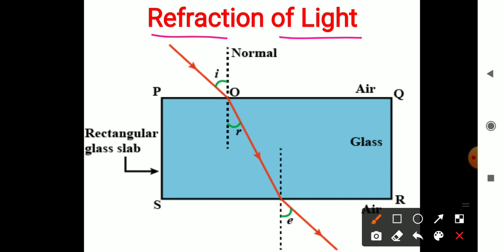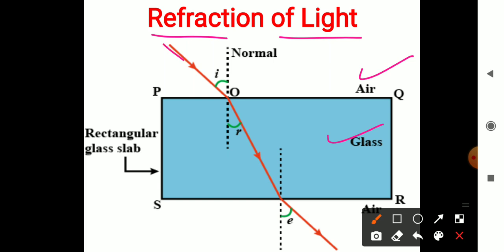So what is refraction of light? Refraction of light means bending of light. So when it moves from one medium to another medium, there is a refraction of light. Now in this case there are two mediums. The first medium is air, and the second one is glass. So air is a rare medium and glass is a denser medium.